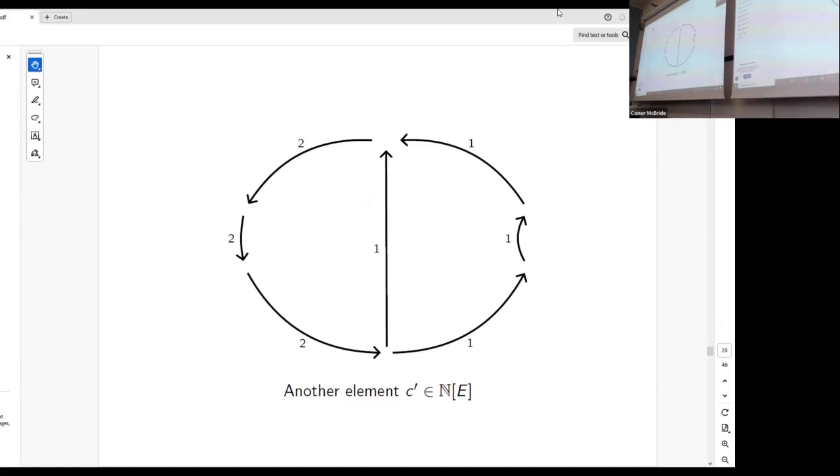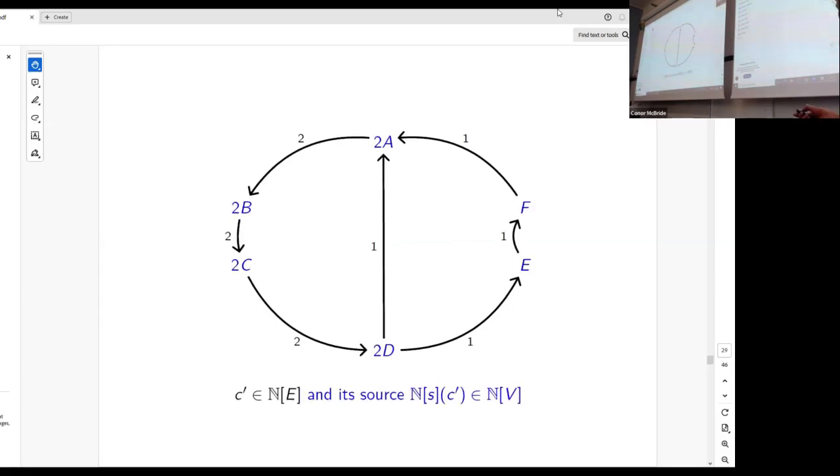So here's another one. Let's see about this. Here we have a whole bunch of edges with a linear combination of a whole bunch of edges. If we take the source of this linear combination of edges, we get 2A plus 2B plus 2C plus 2D plus E plus F. So you can see, for example, that this guy here is the source of both this and of this, so we get it showing up twice. Or this is the source of 2 times this, so we get it twice. So this stuff in blue is the source of this linear combination of edges.